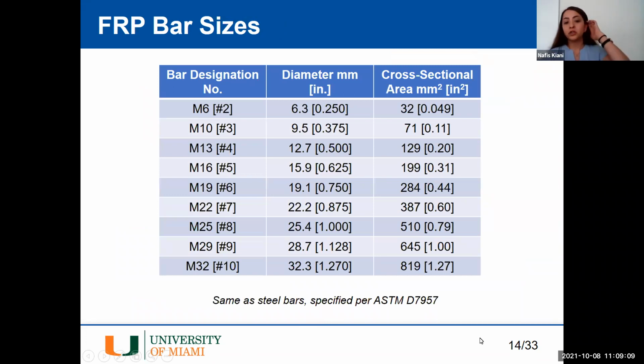The FRP bar sizes are the same as the steel bars. They are available up to number 10, and the bar diameter, the nominal cross-sectional area, and everything is available according to the ASTM D7957 standard, which is very specific for FRP bars.